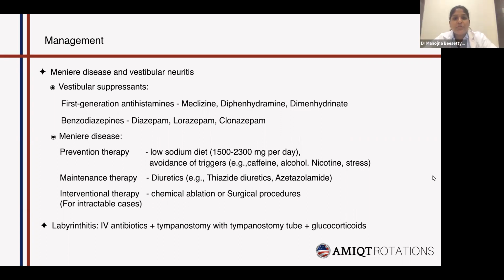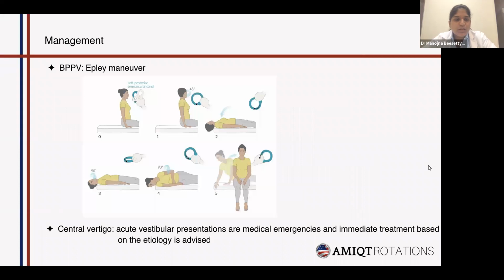Coming to the management of labyrinthitis, it is usually caused by acute otitis media with bacterial infection. So we should be administering IV antibiotics, tympanostomy with a tympanostomy tube, and glucocorticoids. The management of BPPV is done with the Epley maneuver.